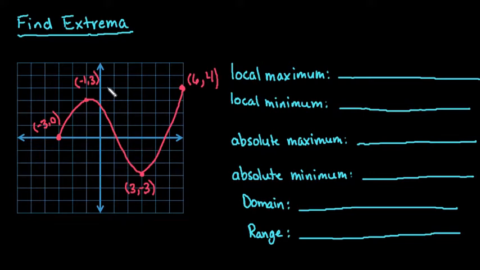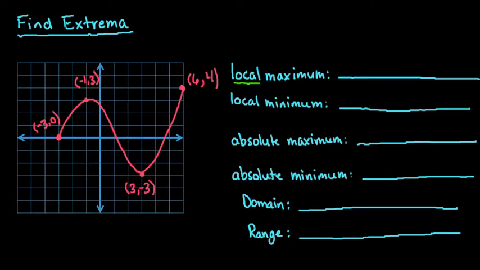Okay. For this, remember that a local maximum means that on an open interval it is a highest point on that interval. Local minimum means a lowest point on that interval. Absolute maximum means the absolute highest point that the graph goes. Absolute minimum is the absolute lowest point that the graph goes. Domain, remember, references your lowest x to your highest x, and range is your lowest y to your highest y.